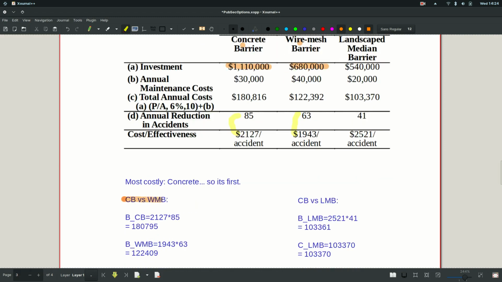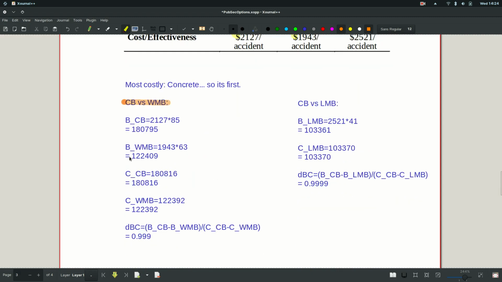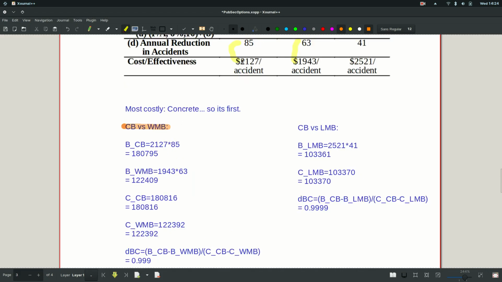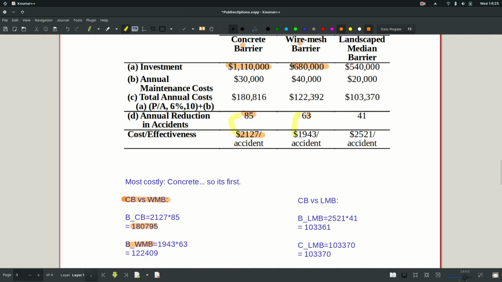So you can see first up, and this is what I plugged into my calculator. There's the benefit of CB, right, the concrete barrier, which is 2127 times 85. And that gives me my annual benefit. When it comes to my benefit of the wire mesh barrier, same thing, 1943 by 63. Now let's look at the cost. The cost for CB, I took their word for it. So I took their word for it that it's 180,816.